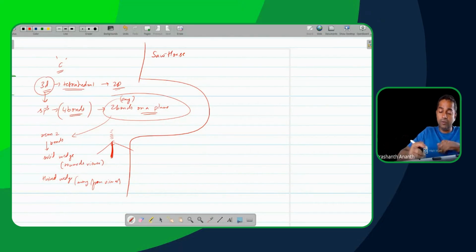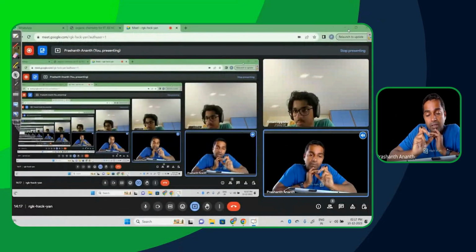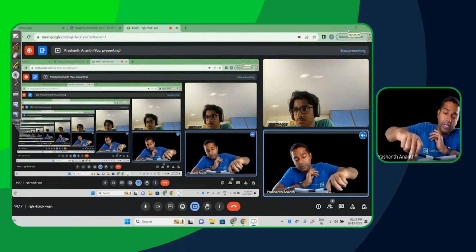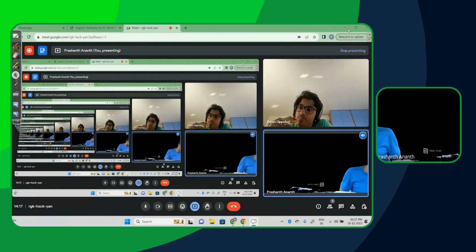So first off is what I call... I don't remember the exact name. I think it is called sawhorse projection. I don't remember exactly what it is called. Doesn't matter. Names are not my game. So the point over here is, when you're going to be having multiple carbon-carbon bonds present together, you need to basically link them together. So let me start showing you.